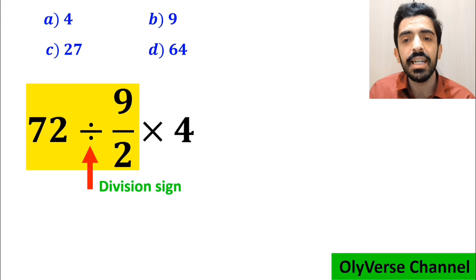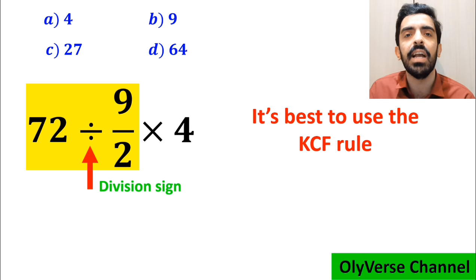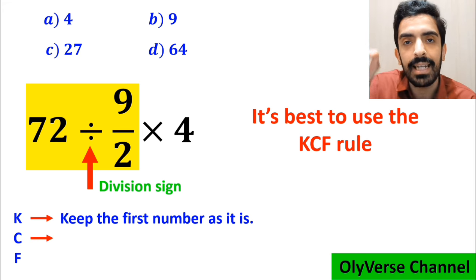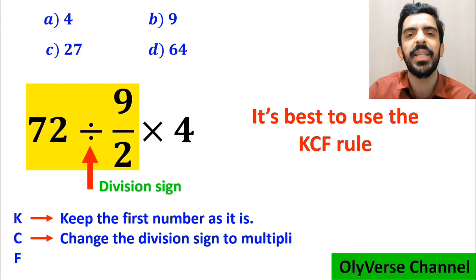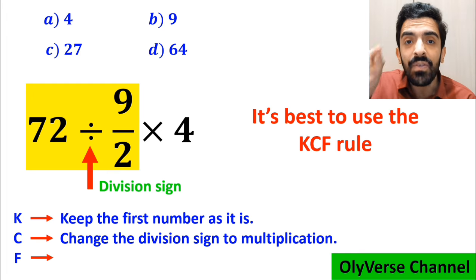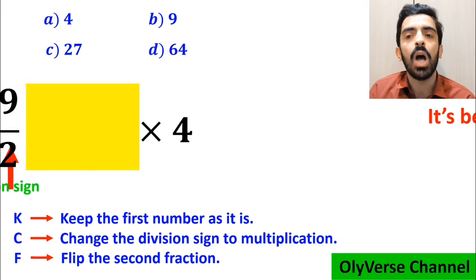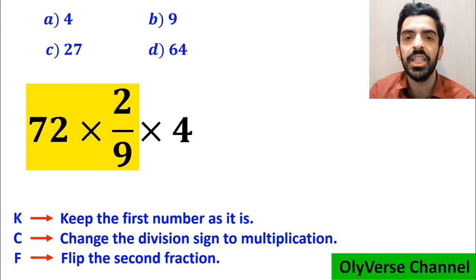Okay, whenever we see a division sign between two terms, it's best to use the KCF rule. In this rule, K stands for keep the first number as it is, C stands for change the division sign to multiplication, and F stands for flip the second fraction. So, we remove the highlighted part and replace it with 72 multiplied by 2 over 9.